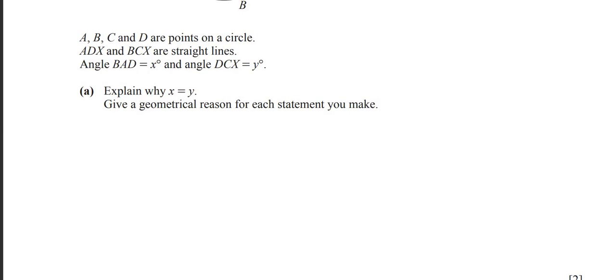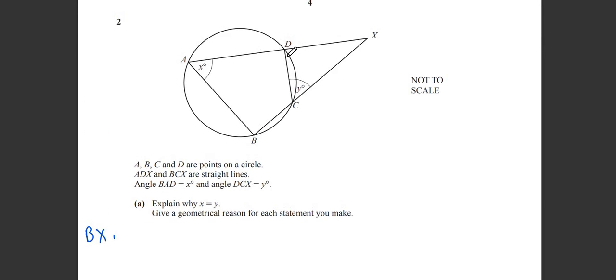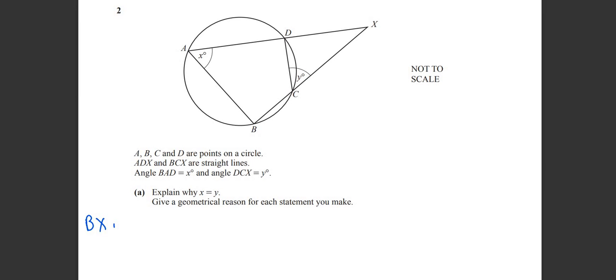So look, first of all, let me show you guys the diagram as well so that you guys can understand what I'm trying to do. BCX is a straight line. Okay. Angle BCD is equal to 180 minus y. This angle BCD, this one, it's 180 minus y.